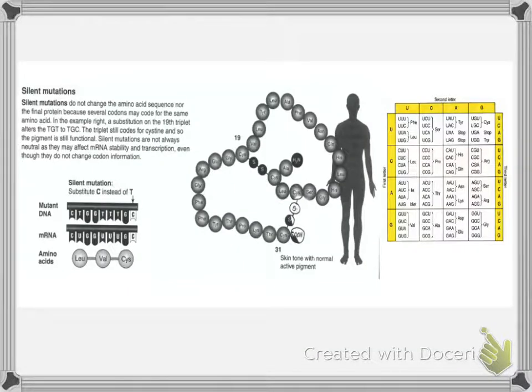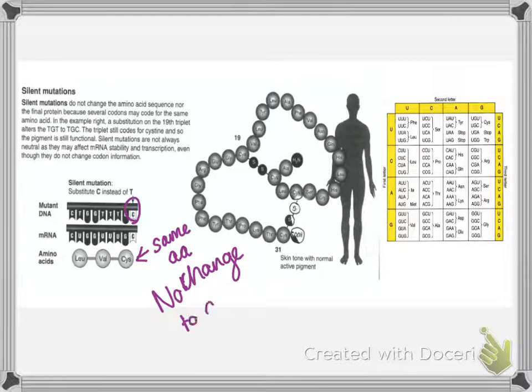Now, the last type of substitution is something called a silent mutation. With a silent mutation, there's still a mutation. So here we have a C instead of a T. But what happens is we end up with the same amino acid. So there's no change to the amino acid sequence. So even though there's a mutation, it doesn't affect the protein at all.